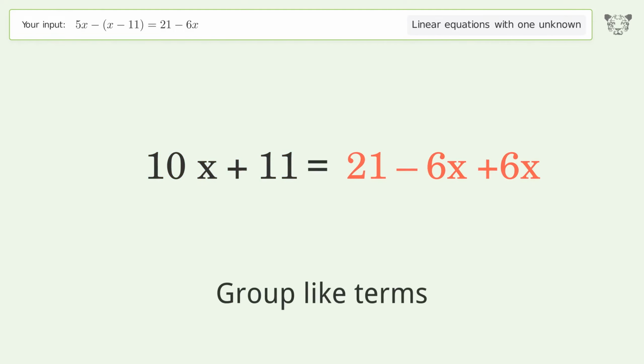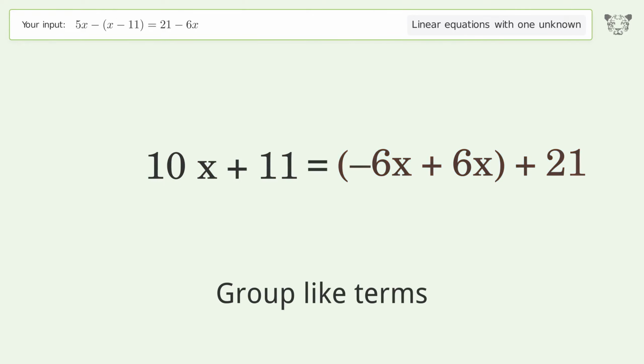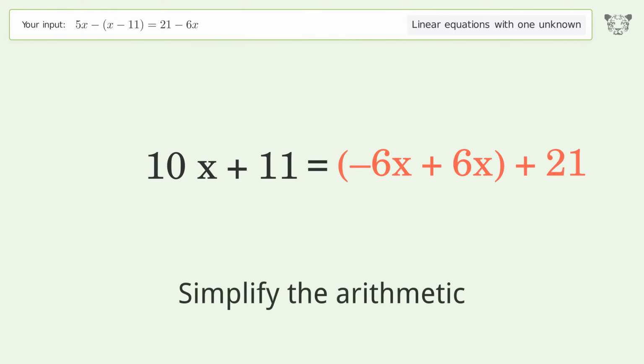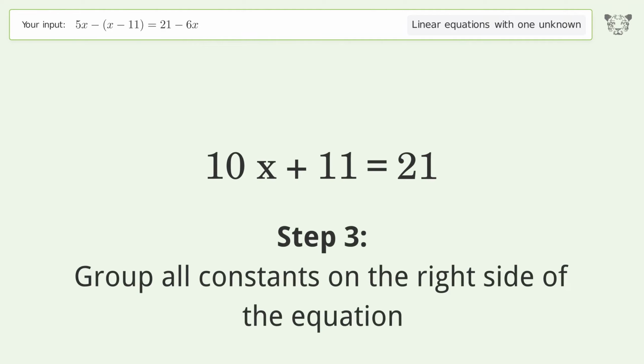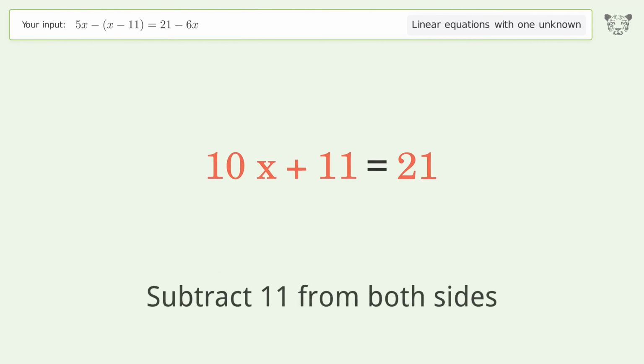Group like terms. Simplify the arithmetic. Group all constants on the right side of the equation. Subtract 11 from both sides.